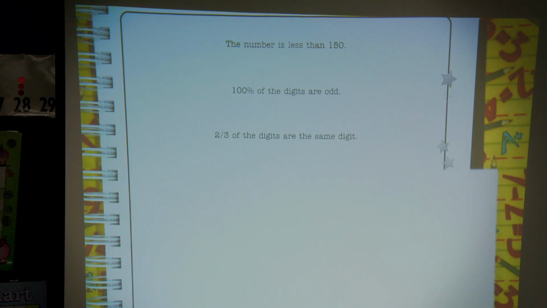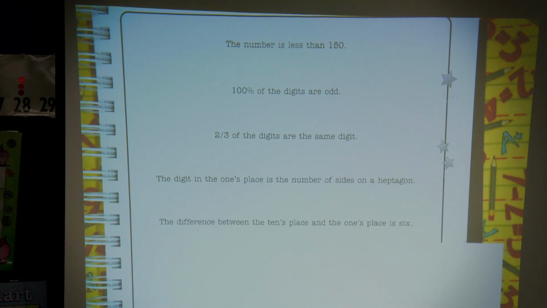So the more information I reveal to students, a polygon clue. The digit in the ones place is the number of sides on a heptagon, which is also called a septagon. So hepta, septa would mean a 7-sided polygon. So now we know the digit that's in the ones place. The more information that is revealed, the more higher level thinking will take place in your classroom.